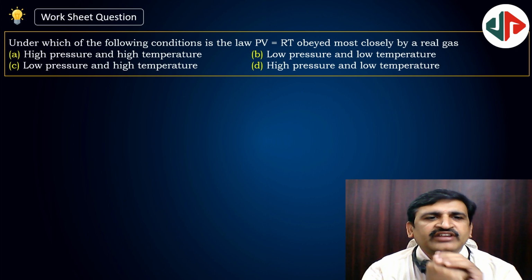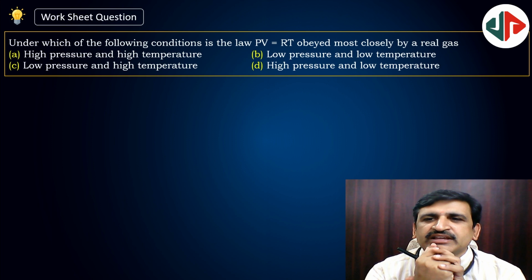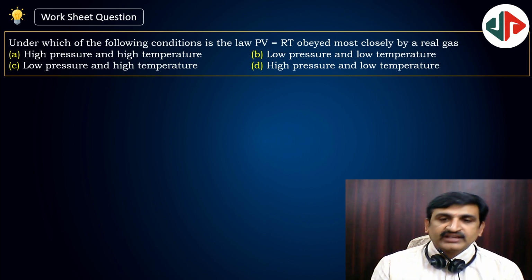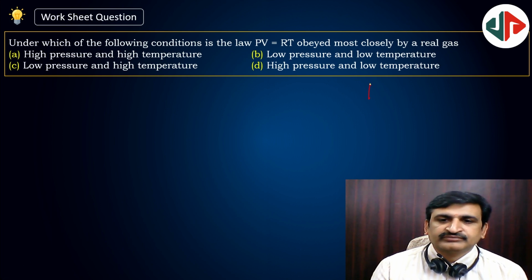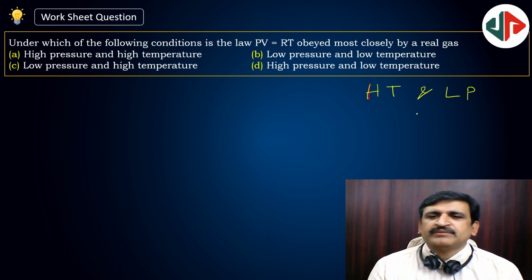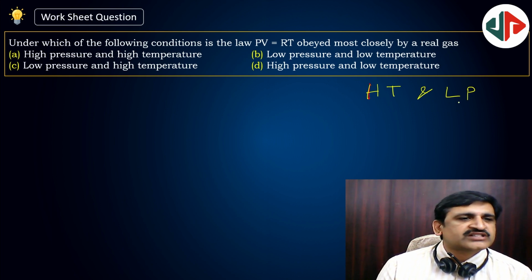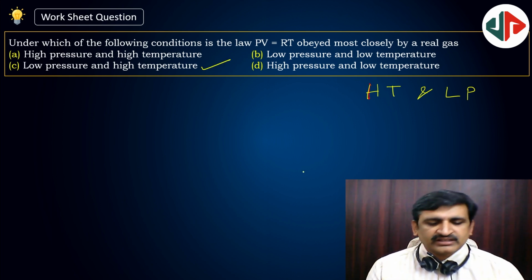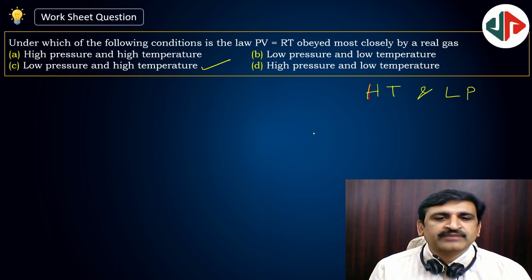Under which of the following conditions is the law PV equals nRT obeyed most closely by the gas? HTLP. Let me change the color. HTLP, it's a memory aid. You can assign a name for them so that you can easily memorize. High temperature, low pressure. Option C. So HTLP. Memorize like that: the ideal gas equation works at HTLP.